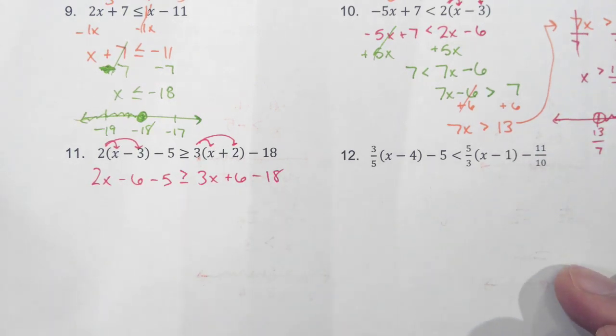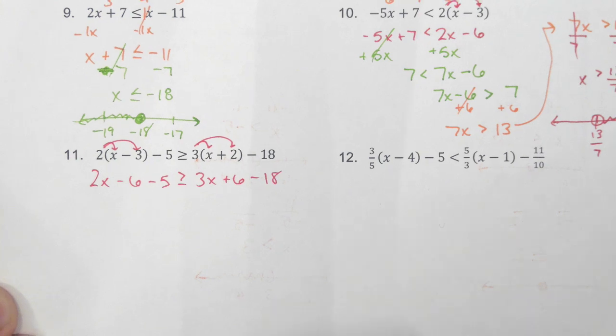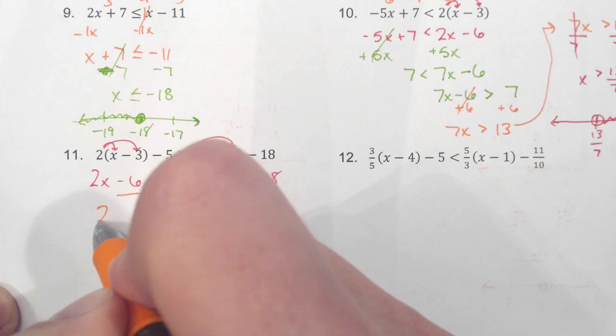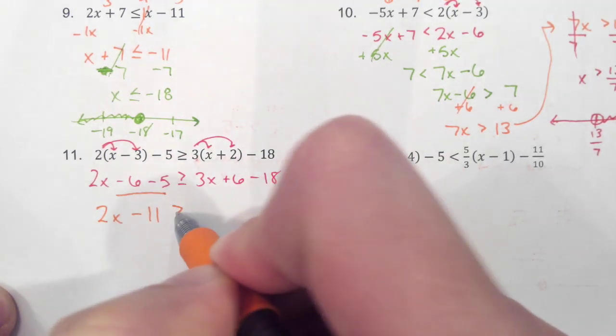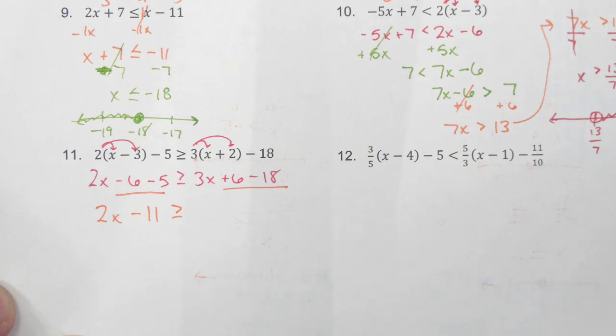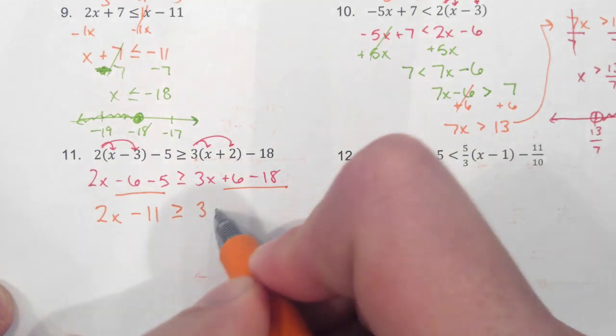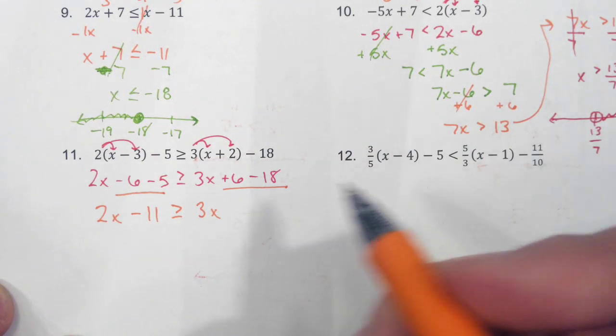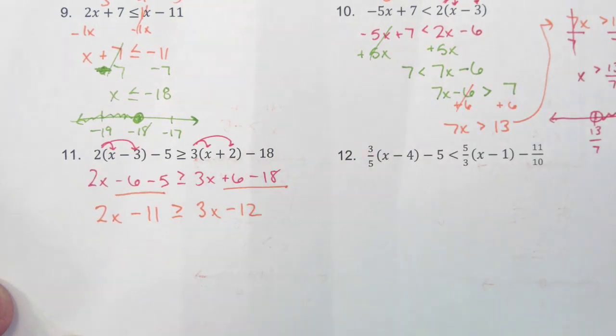Okay, so we've distributed. Next, you're going to look, are there like terms on the left side of the equation that we can combine? And yes, we can put the negative 6 and negative 5 together to give us 2x minus 11 greater than or equal to. On the right side, we also have those two like terms that can go together. So the 3x gets rewritten. 6 minus 18 is negative 12.